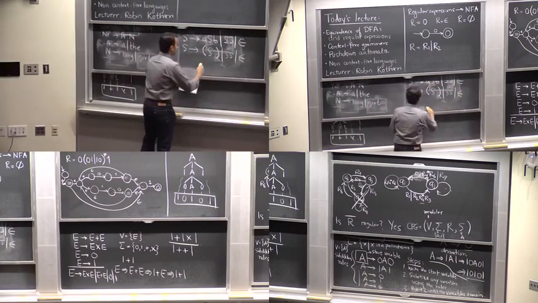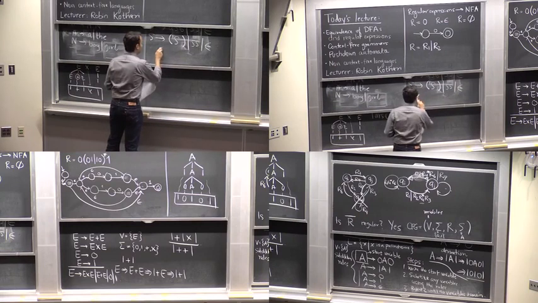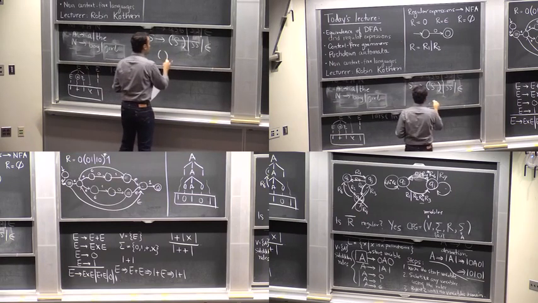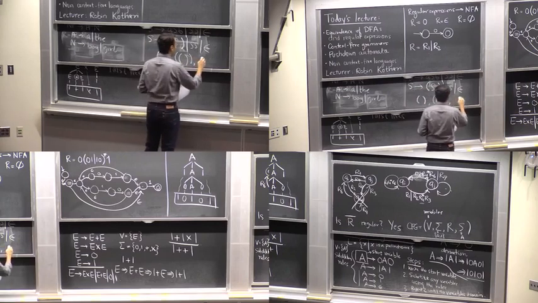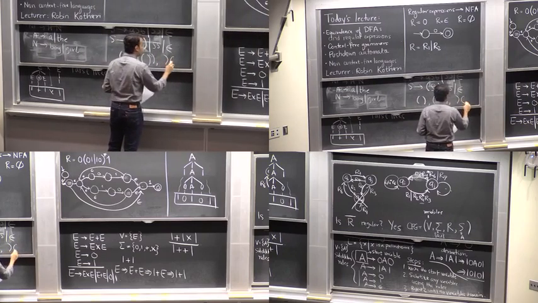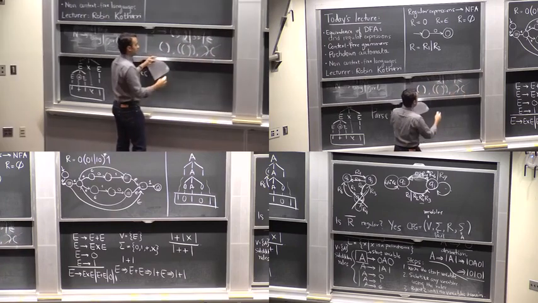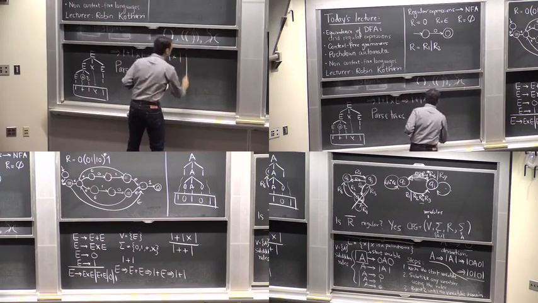So things like this is fine, or this is fine, but this is not fine. So this is not in the language because the parentheses are wrong.